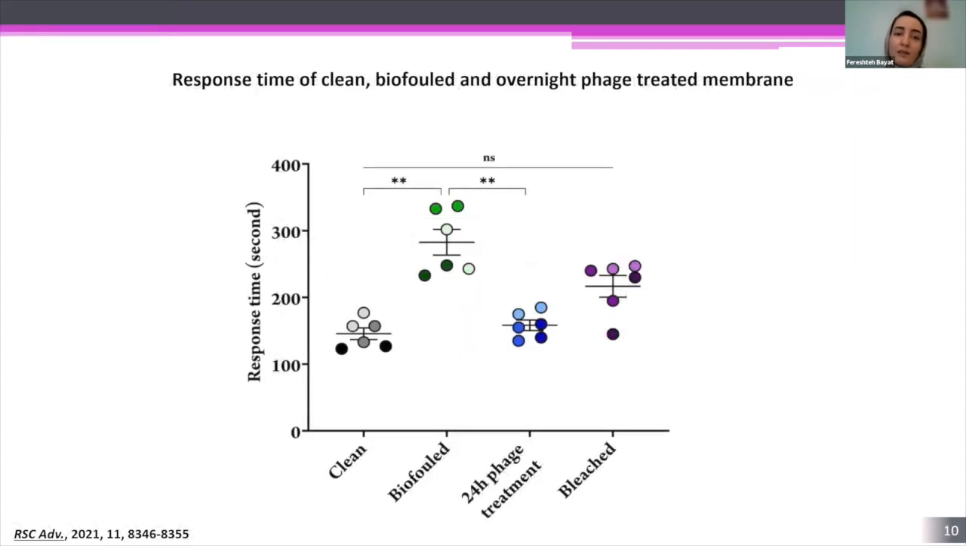The response time of the sensor was also affected by biofouling, and it was recovered by phage treatment. After 24 hours of treatment of the biofilm membrane surface, we were able to recover the response time as well. As you see, the results of the phage-treated membranes were comparable to the clean membrane.